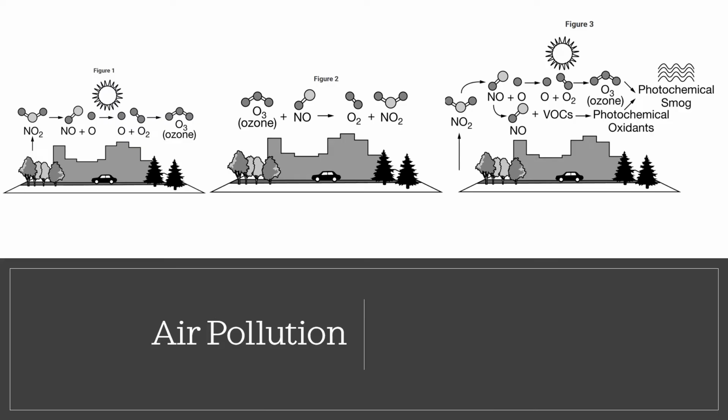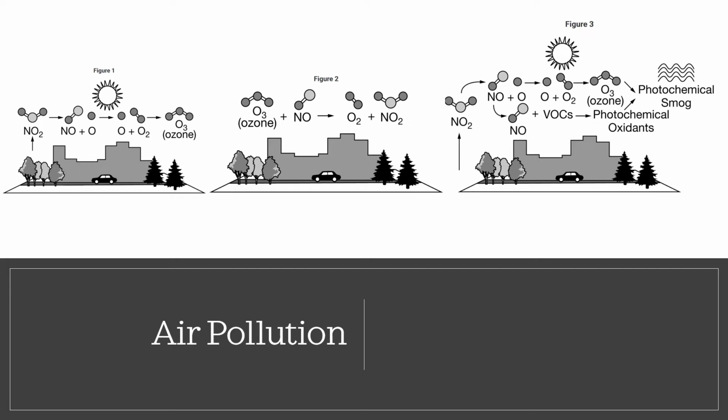Let's see the production of photochemical smog. You have nitrogen dioxide that naturally breaks up into nitrogen monoxide and a free oxygen atom in the presence of sunlight. The free oxygen joins an oxygen molecule in the atmosphere to form ozone. Ozone's production occurs during the daytime, like I said, and this is with a lot of sunlight. At night, ozone reacts with the free nitrogen monoxide to reform the oxygen molecule and nitrogen dioxide.